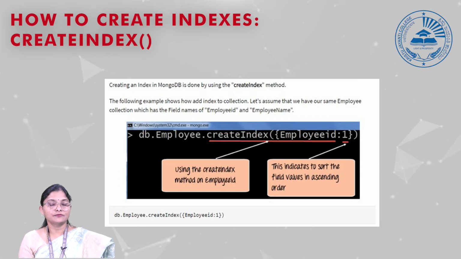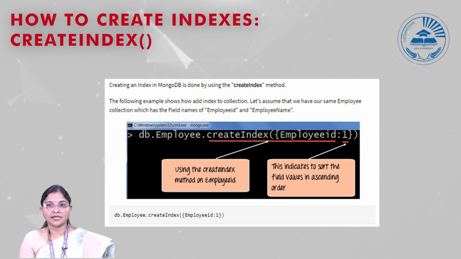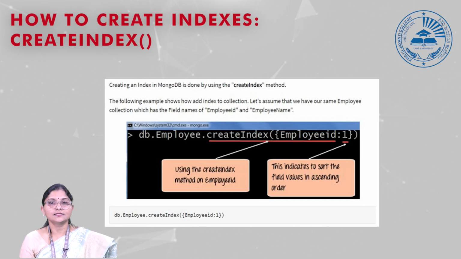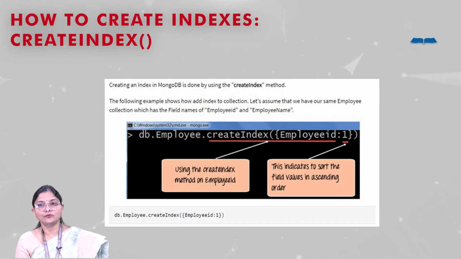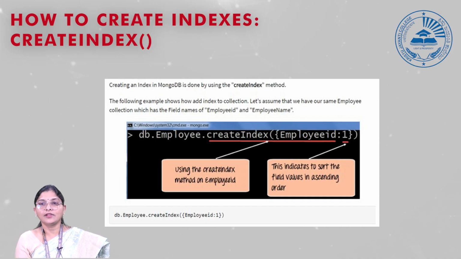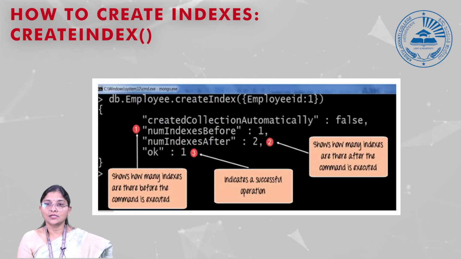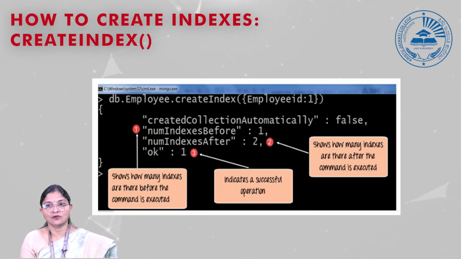After successfully executing the query, you will get output like this: createdCollectionAutomatically false, numIndexesBefore 1, numIndexesAfter 2, ok 1. That is, the createIndex method is used to create an index based on the employee ID field. The parameter 1 indicates that when the index is created with the employee ID field values, they should be sorted in ascending order.